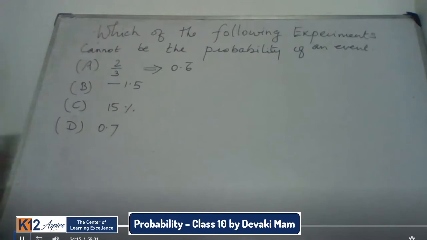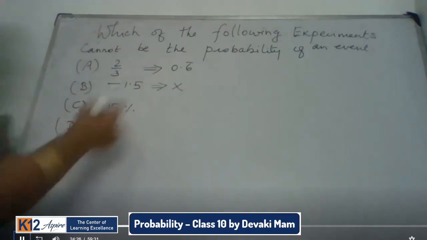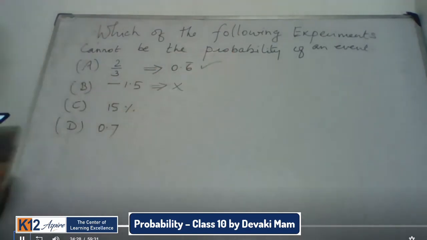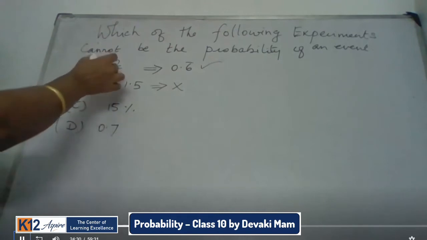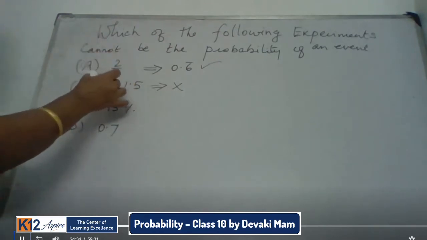Next, -1.5. The probability of an event cannot be negative. So this is not a probability. For this, it is not possible because it holds a minus sign here.